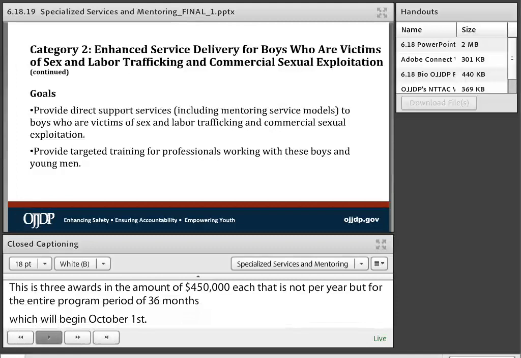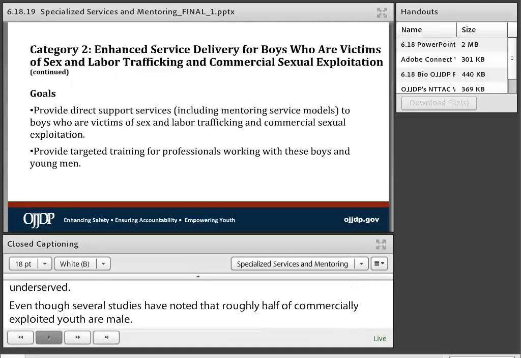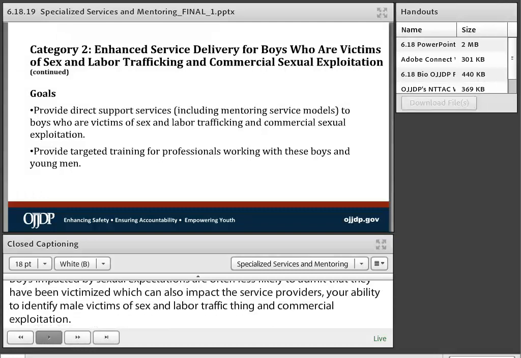And again, many of you, as I'm looking at all of your names and where you're coming from, the organizations, you are familiar with working within these systems, and many of you who work in this know that boys who are victims of sex trafficking and sexual exploitation are very often overlooked and in many cases underserved, even though several studies have noted that roughly half of commercially sexually exploited youth are males. And boys impacted by sexual exploitation are often less likely to admit that they have been victimized, which can also impact a service provider's ability to identify male victims of child sex and labor trafficking and commercial sexual exploitation. It's crucial for service providers to acknowledge that males can be victims of sex trafficking, labor trafficking, and commercial sexual exploitation, and to offer high-quality, individualized support services.